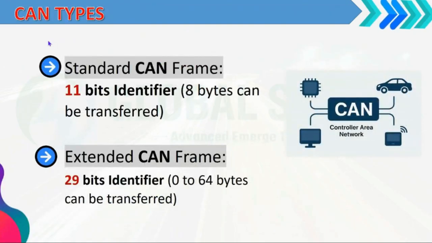And we have 2 types of CAN frames. There are the standard CAN frame and the extended CAN frame. Based upon the identifier, the 11-bit identifier stands for the standard frame, and the extended CAN frame has the 29-bit identifier. Here the 11-bit identifier talks about 8 bytes of data that can be transferred, and the extended CAN frame stands for 29 bits of identifier. 0 to 64 bytes can be transferred in the extended frame.